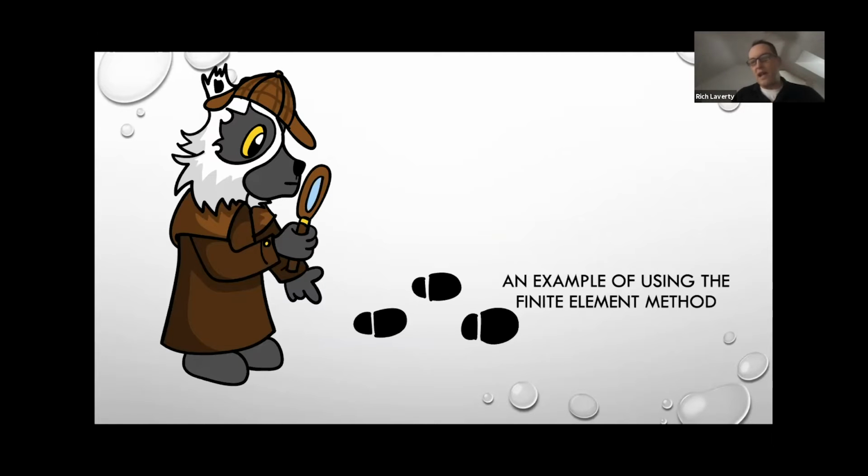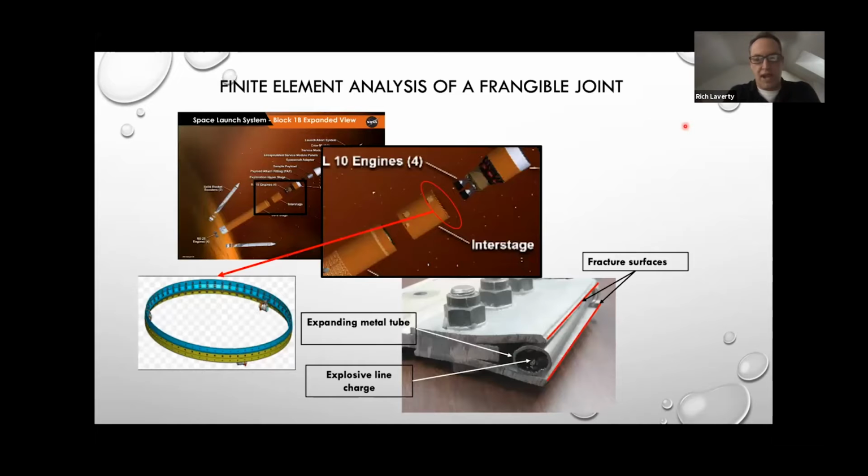I wanted to go through an example of a project that I worked on a few years ago. I work in the helicopter division, but I work in a group that gets to touch a lot of different things. And so what I want to talk to you about is what's called a frangible joint. So a frangible joint is any joint that's meant to be broken. It's a great word, frangible. It sounds like it comes from Jabberwocky.